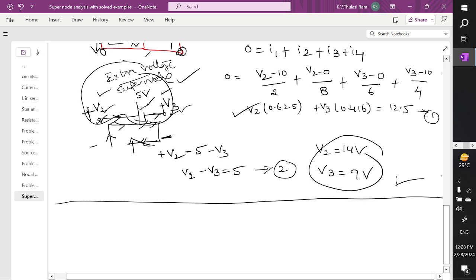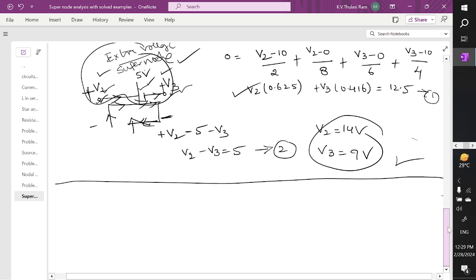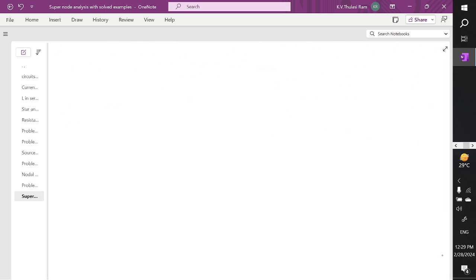Let's take one more problem to understand super node analysis. Here in the third problem, what is asked is: find the values of V1 and V2 and the current across the 2 ohm resistor for the network shown below. The network given to us is like this.